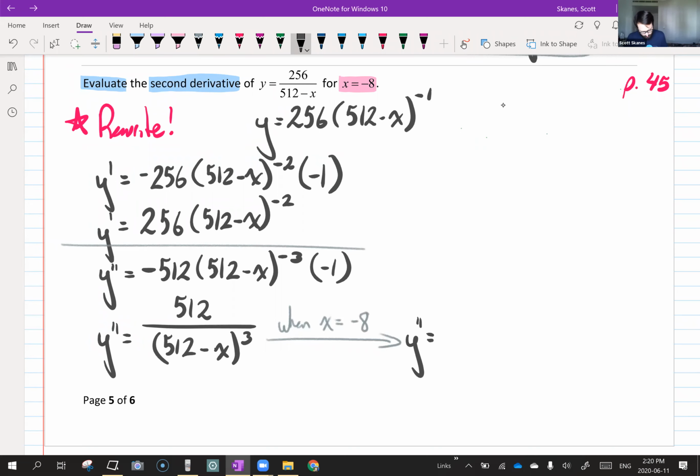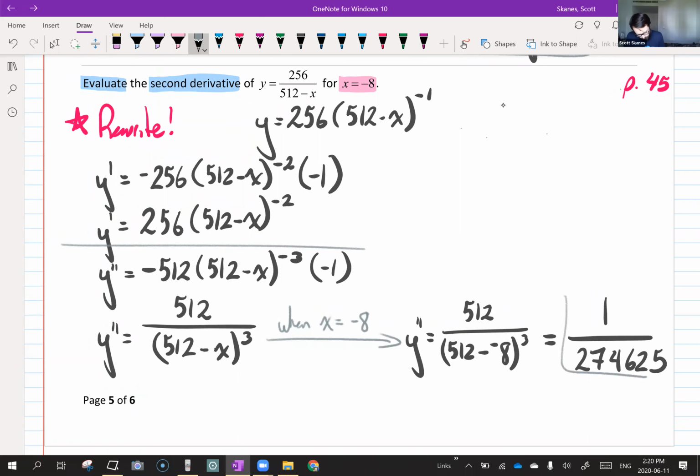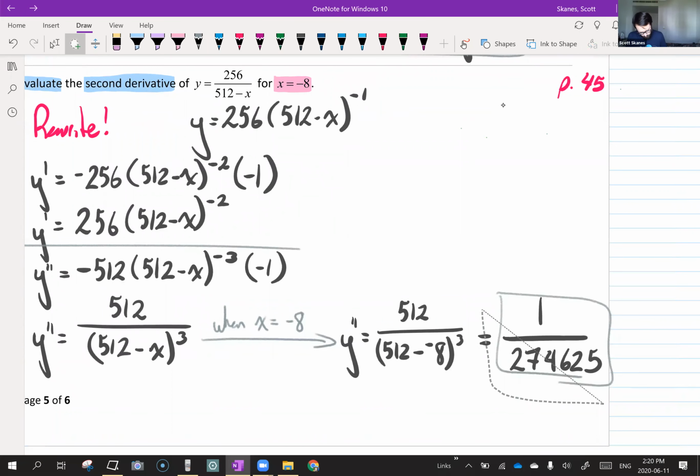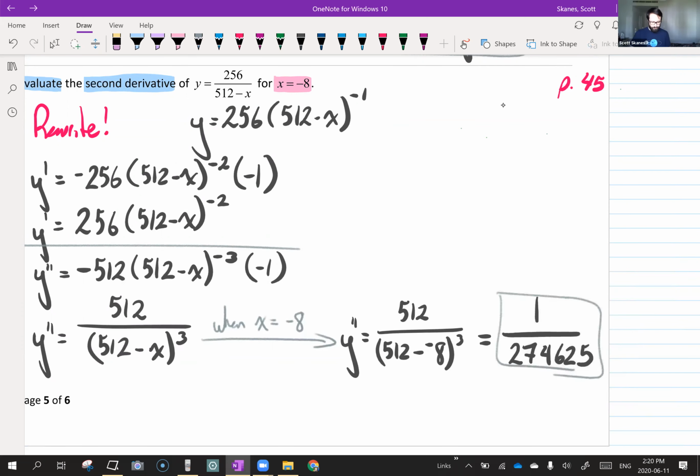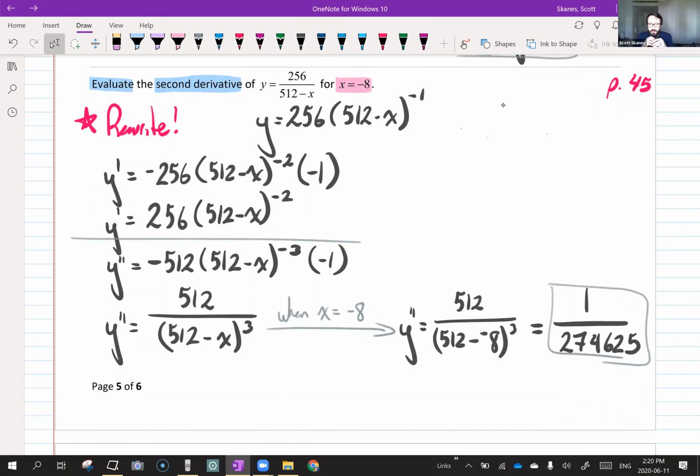Y double prime is 512 minus negative 8 cubed equals, well, this is a weird answer, 1 over 274,625, or in other words, 3.64 millionths or something.